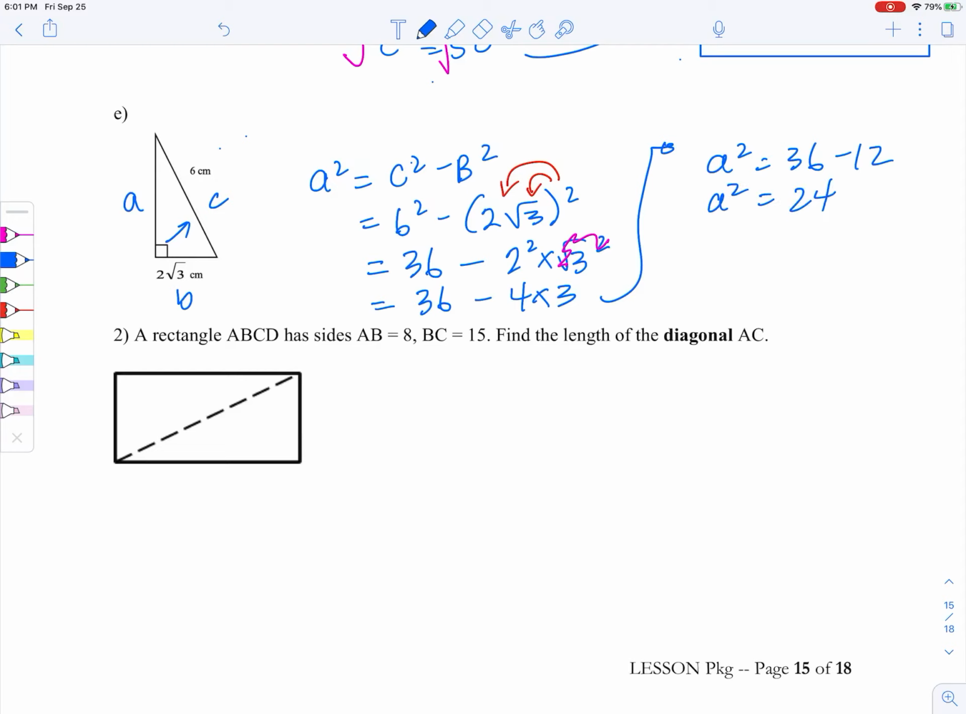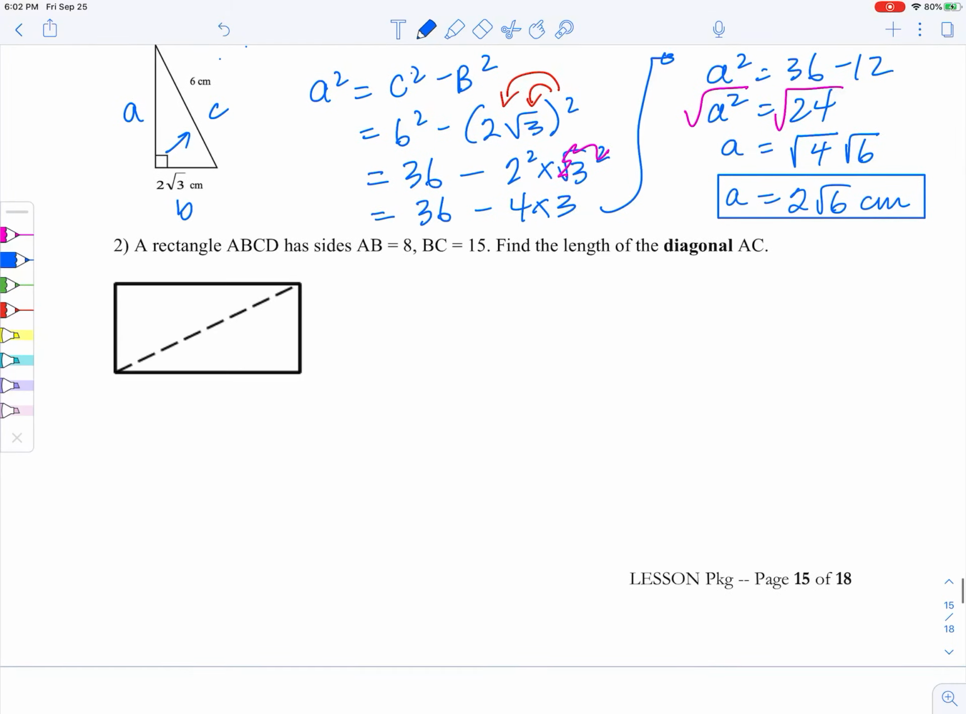There's a perfect square hiding inside there. It is a 4. So I can write it as, I jumped a step. I'm going to square root both sides. So that leaves that a equals, I'm going to go directly to root 4 root 6 here. So a equals 2 root 6 centimeters.